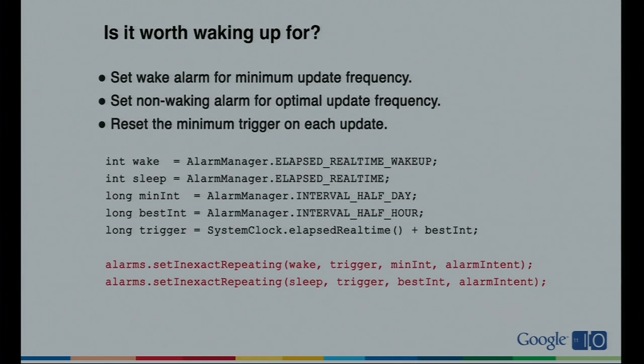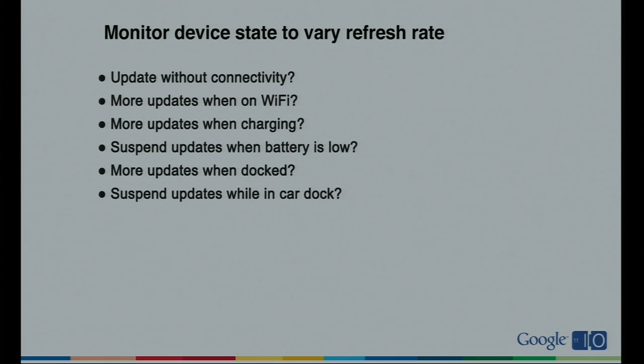Now that's a fairly straightforward approach. What you can do, which is a little bit more interesting, is actually vary those particular values, that best case and worst case scenario, based on the device state. Things like connectivity, whether the device is docked, whether it's charging or the battery's low, all of these things should have an impact on how frequently you want these alarms to go off. So let's have a look at each of them in sequence.